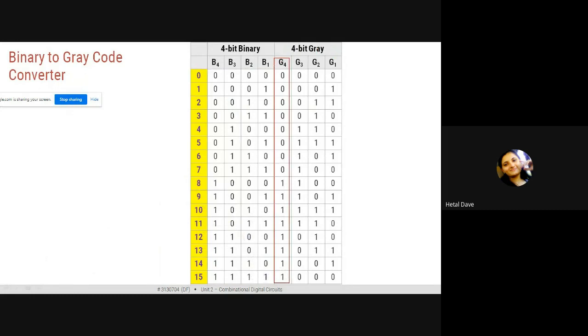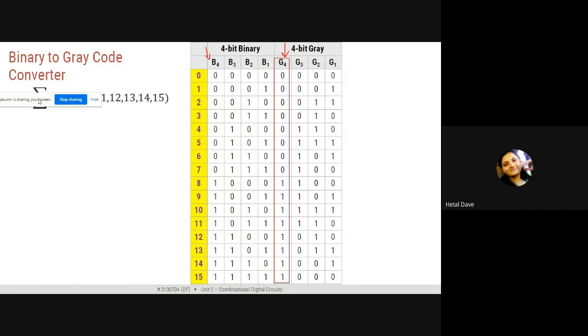from observation of the truth table, what I can say is G4 is equal to B4 because we have copied it. While I was preparing the truth table, what was the method? Copy MSB. So what is the meaning? G4 is equal to B4. You need to make a KMap, but still the observation is G4 is equal to B4. So here is one equation, G4 is equal to B4. Then you need to make the G3, G2 and G1 equations.